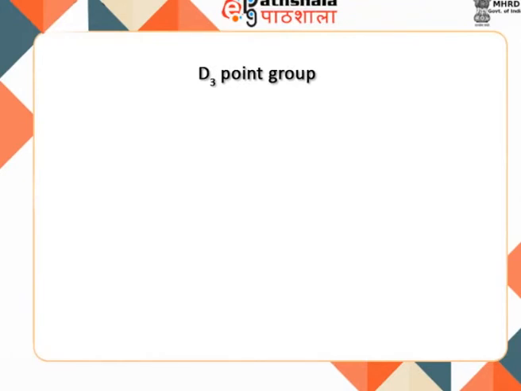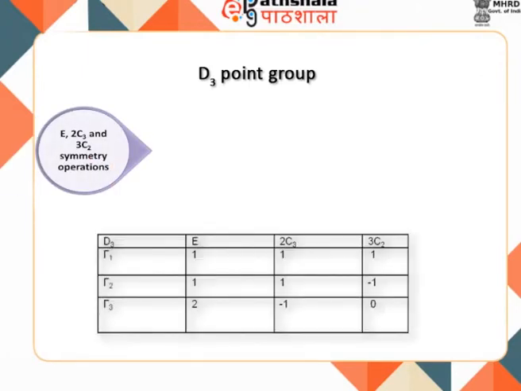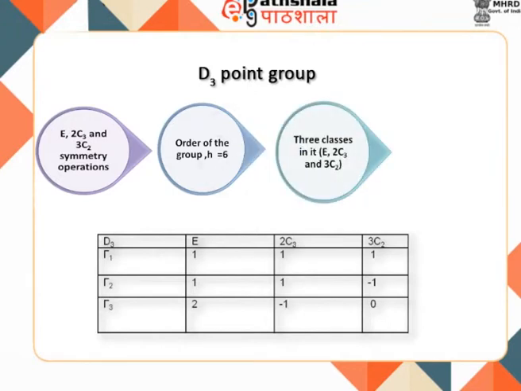You are already aware of the symmetry operations present in the D3 point group, that are E, 2C3 and 3C2. In total, there are 6 operations. Thus the order of the group h is equal to 6. There are 3 classes in it, E, 2C3 and 3C2. So, there will be 3 irreducible representations in this group, by Rule 5. Let these be tau 1, tau 2, tau 3. Thus we can write the D3 table as shown.